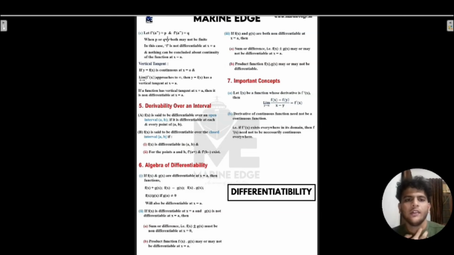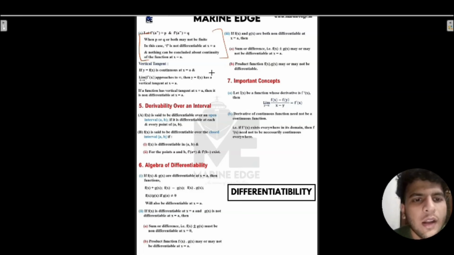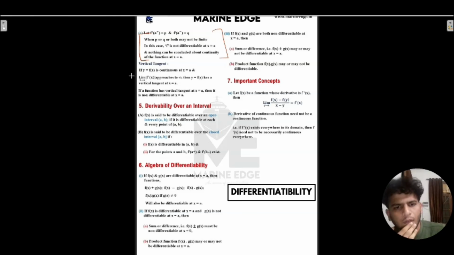If f dash a plus is equal to p and f dash a minus is equal to q, where p or q may not be finite, in this case f is not differentiable at x equals a, and nothing can be concluded about the continuity of the function at x equals a. If f(x) is continuous at x equals a and the limit of f dash x approaches infinity, then y equals f(x) has a vertical tangent at x equals a. If a function has a vertical tangent at x equals a, then it is non-differentiable at x equals a. So this is something that you have to take care of. Okay, this is something you can take care of and you can understand this.